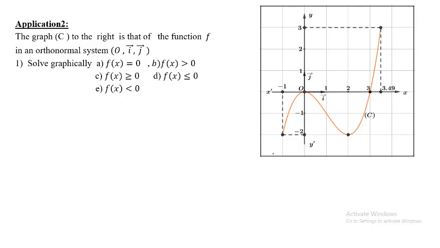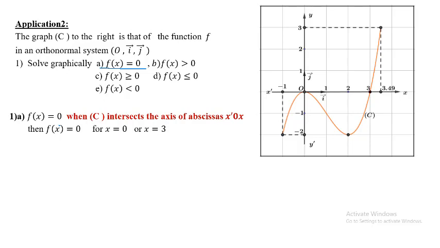Application number 2. The graph C to the right is that of the function f in an orthonormal system. What is required? A. Solve f of x equal to 0. f of x equals 0 when C intersects x prime x. It is very clear that the solutions of f of x equal to 0 are x equal to 0 or x equal to 3.